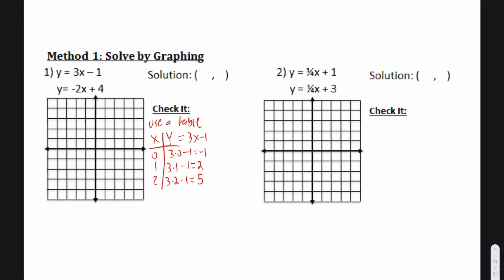Let's go ahead and take those ordered pairs. 0, negative 1, 1, 2, and 2, 5. We've just taken this one and pairing them together to make an ordered pair. 2, 5, 1, 2, 0, negative 1. Let's connect that with a line.